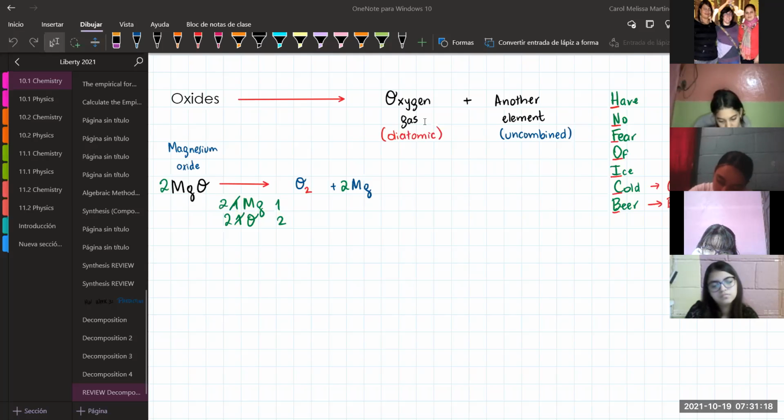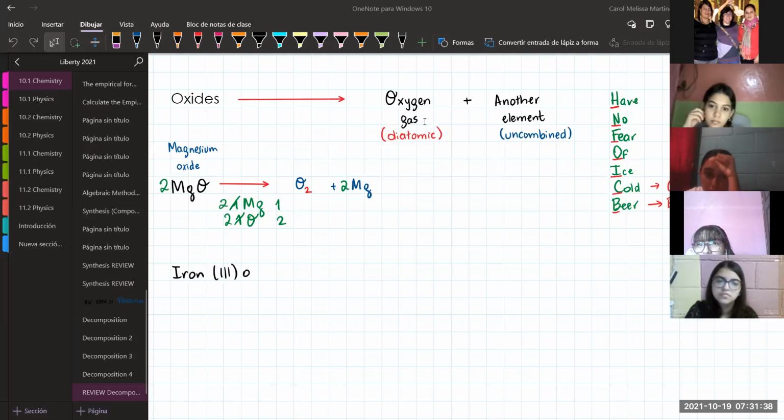Some other times, you're going to see that you have transition metals. For example, I can give you the decomposition equation in words. For example, I can say iron 3 oxide. How is this going to be decomposed? First, what you have to know is that you need to convert those words into a compound.